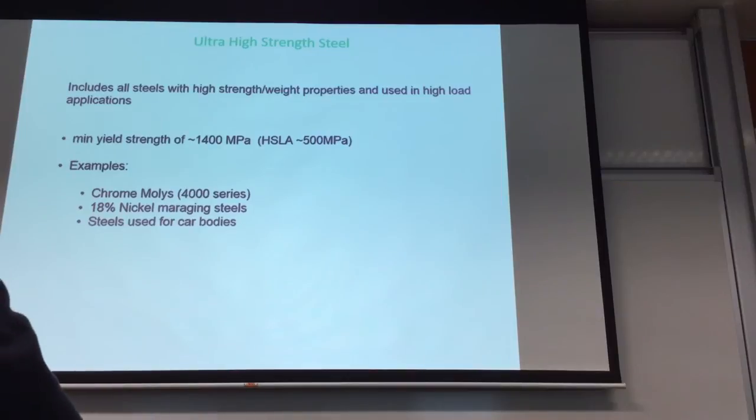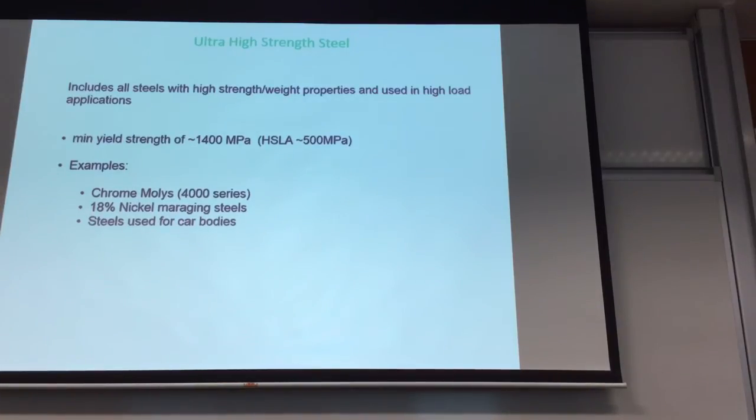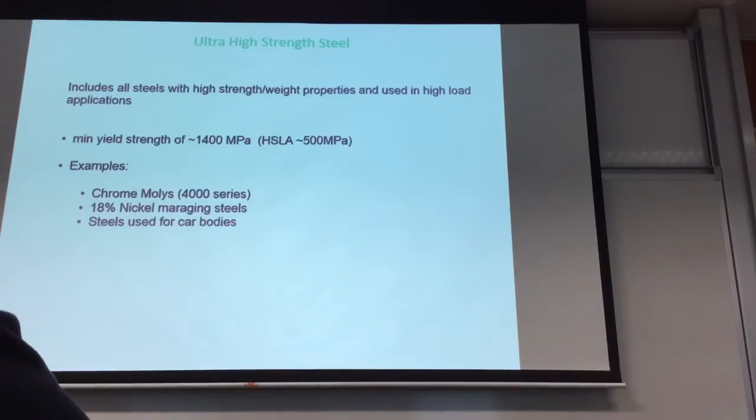Ultra high strength steels, I think there was an error in the slides. This should be about 1,400 MPa. So your HSLA are actually quite good, quite strong materials already. Your ultra high strength steels are even higher. Okay, these are your chrome polys. Talk about this material. Like I said, this may be a bit good for your application. You can also talk about some nickel steels as well. And the steels for car bodies also tend to have very high strength.